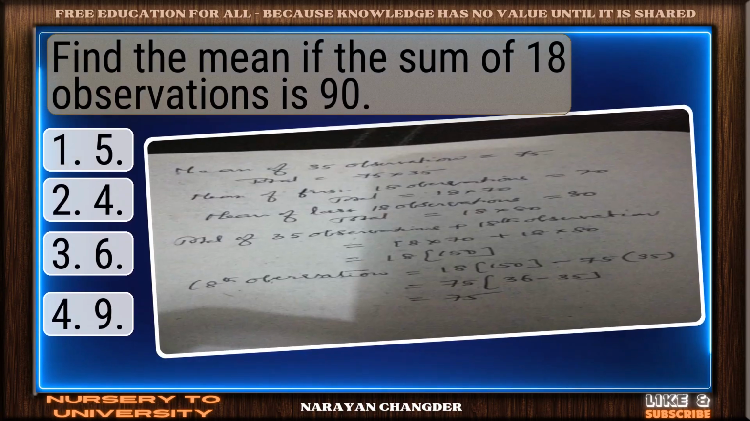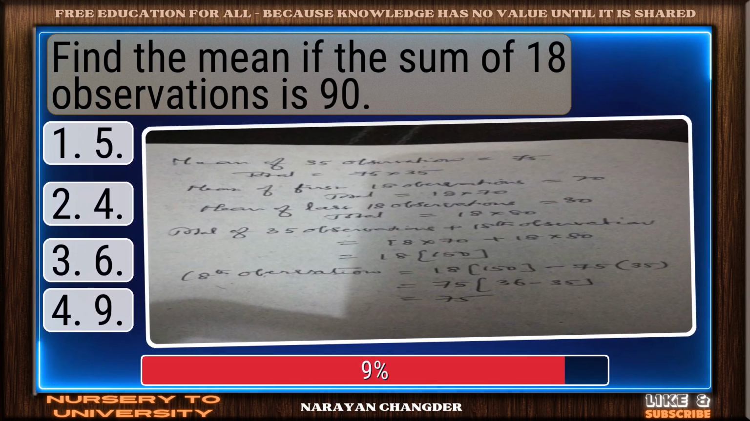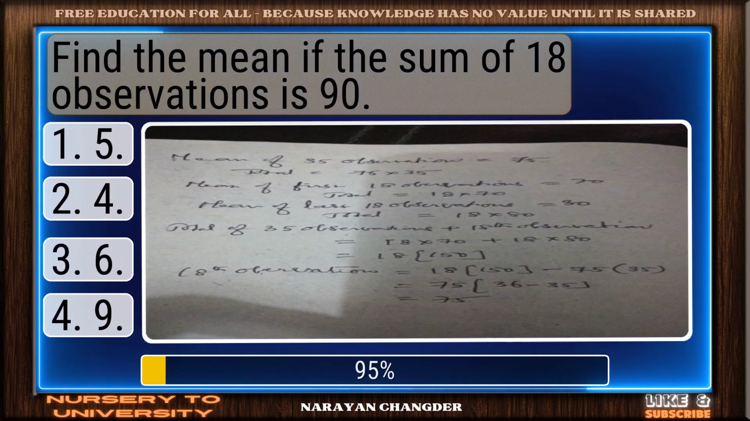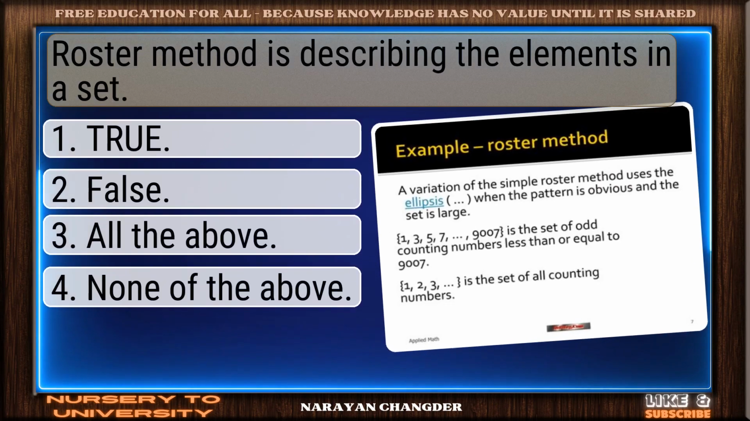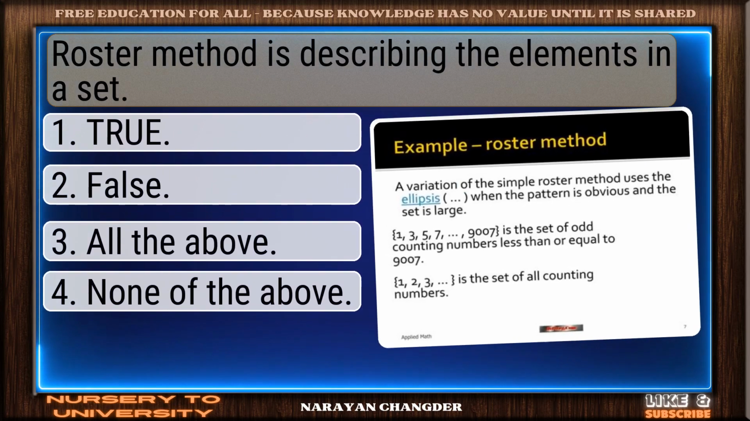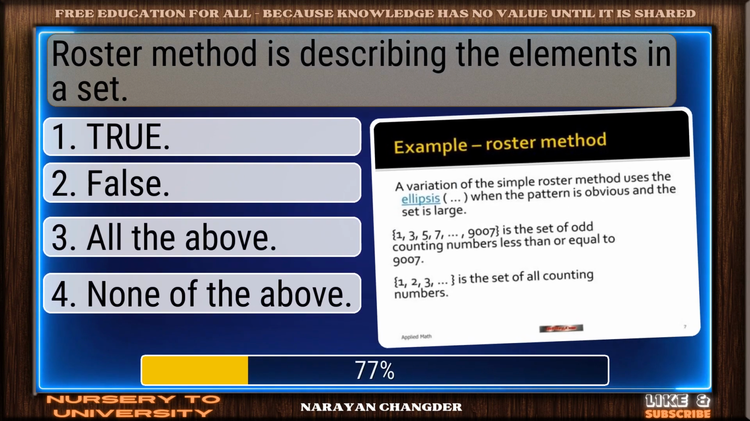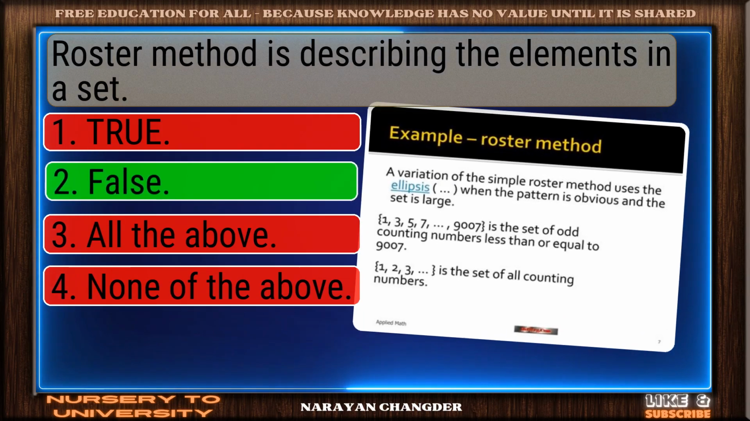Question number 175. Find the mean if the sum of 18 observations is 90. Smart pick. 5 is the correct choice. Question number 176. Roster method is describing the elements in a set. Right choice. False is the best answer.